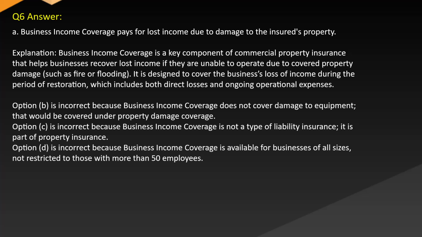and ongoing operational expenses. Option B is incorrect because business income coverage does not cover damage to equipment. That would be covered under property damage coverage. Option C is incorrect because business income coverage is not a type of liability insurance, it is part of property insurance. Option D is incorrect because business income coverage is available for businesses of all sizes, not restricted to those with more than 50 employees.